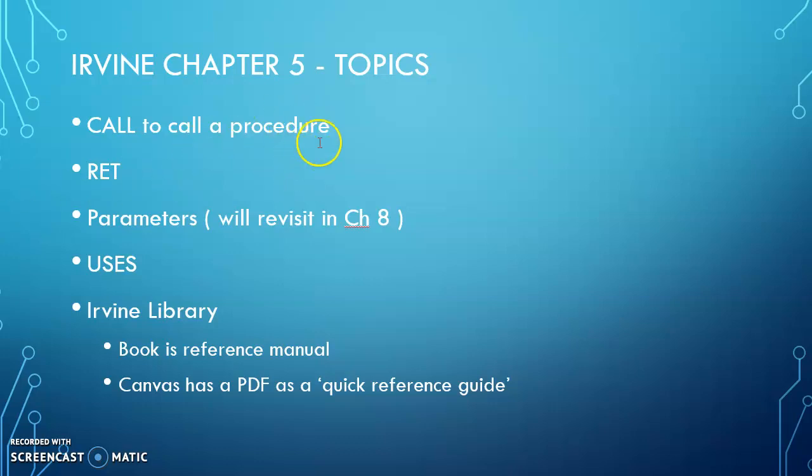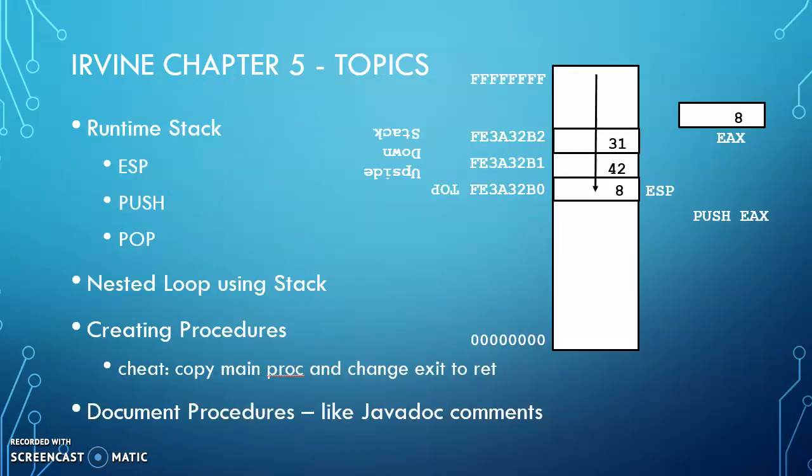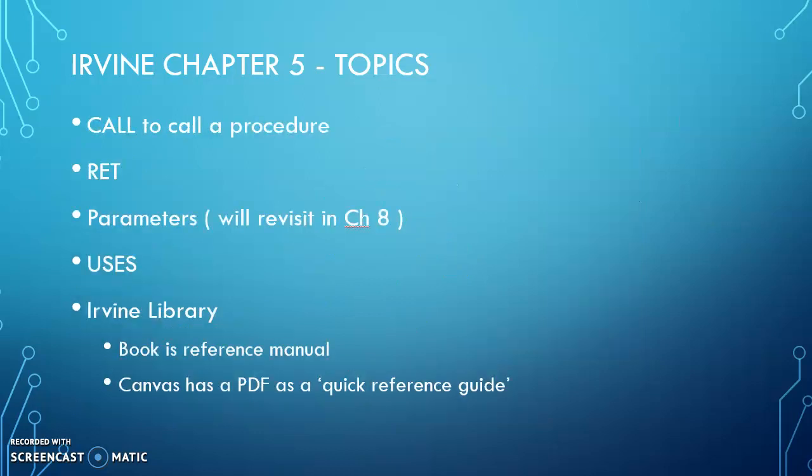We'll take a look at what goes on behind the scenes in terms of memory when a call to a procedure takes place. When we call a procedure, there's a push onto the stack. And if you have a runaway recursive method and you get a stack overflow, that's why.